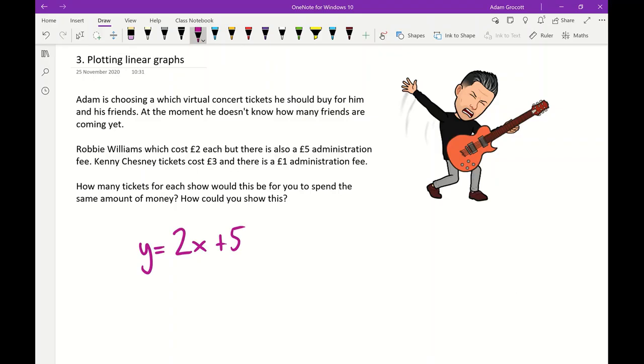I can do the same for the Kenny Chesney tickets. Yes, I can. They're £3 each, and there's a £1 administration fee. Now, I've asked my students, at what stage would these be costing the same amount of money, and how could I show this? Well, I can show this on a linear graph.